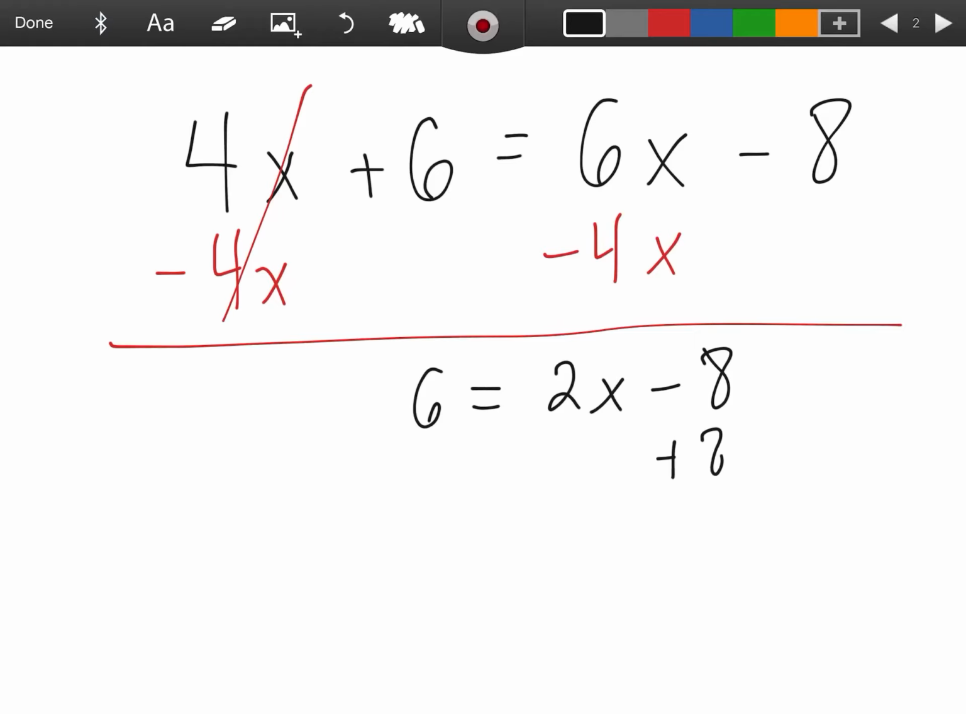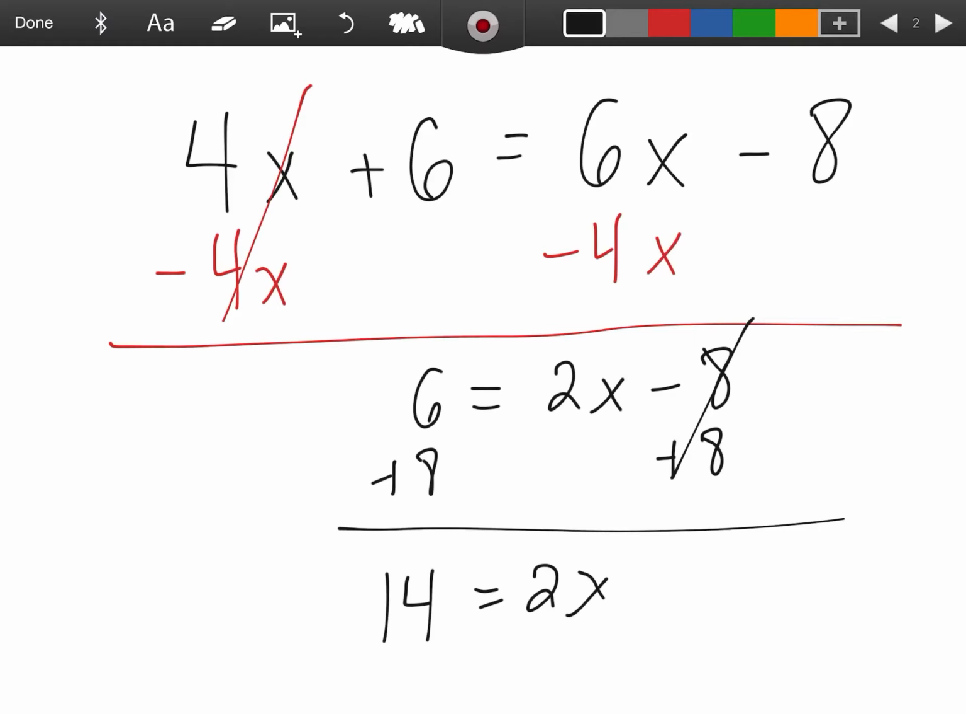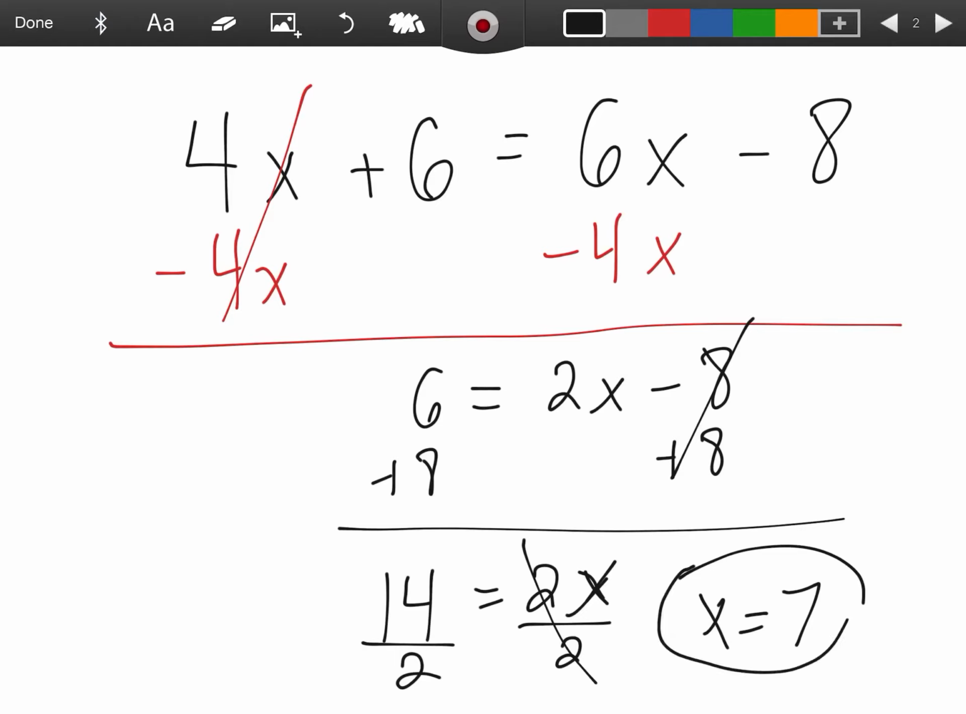So I'm going to add 8 to both sides. Add 8, add 8. That cancels on the right. I get 14 is equal to 2x, and that's a 2 times x, so just divide by 2. Divide by 2, that cancels, and I get x is equal to 7. Okay, I finish with x is equal to 7.